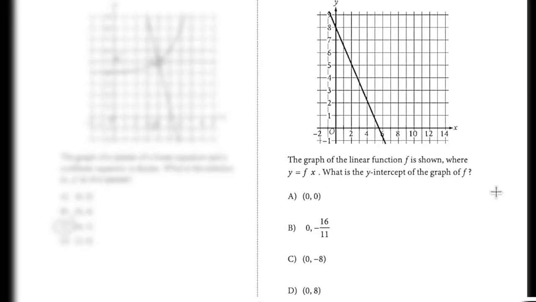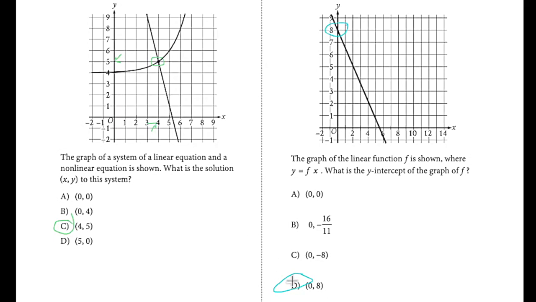Boom. What is the y-intercept? The y-intercept is where it touches the y-axis, which is 8. So 8, 0. Remember the first one is x. 0, 8. That's D.